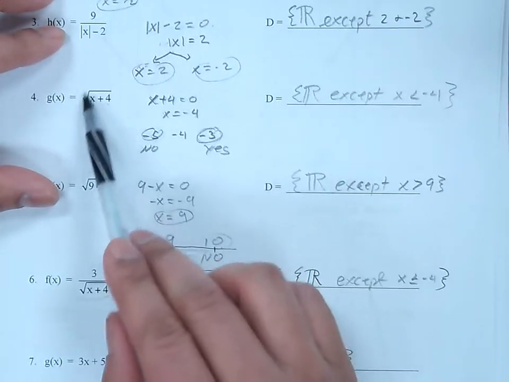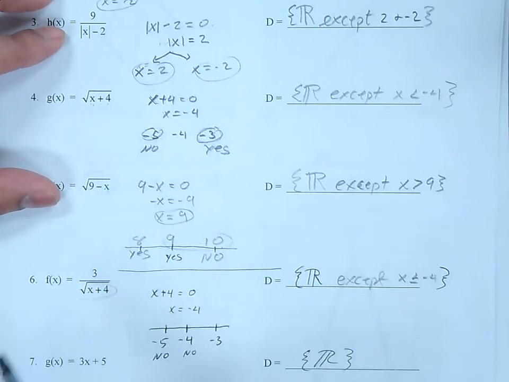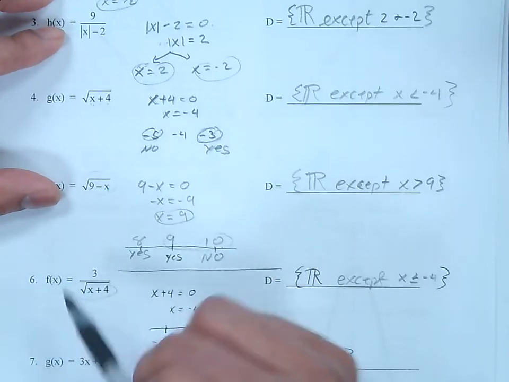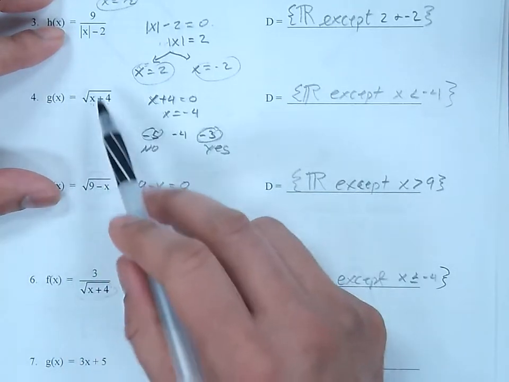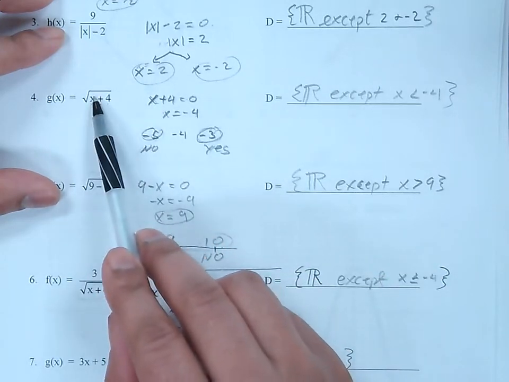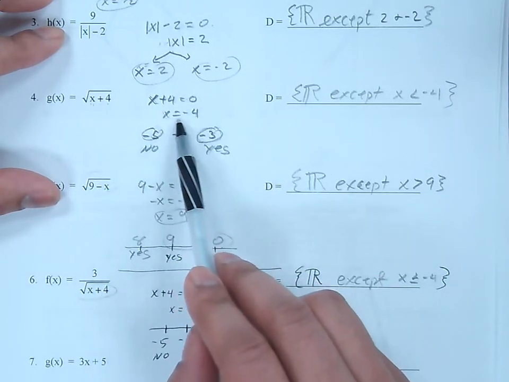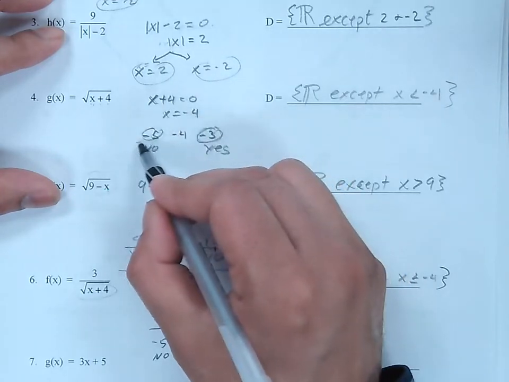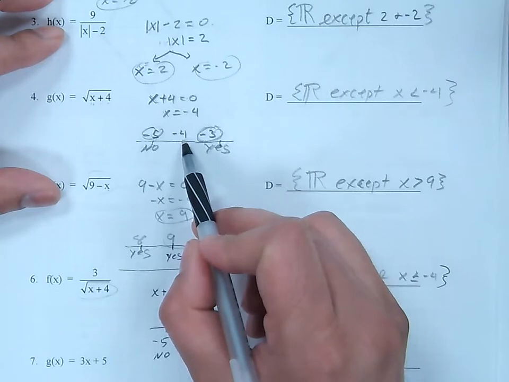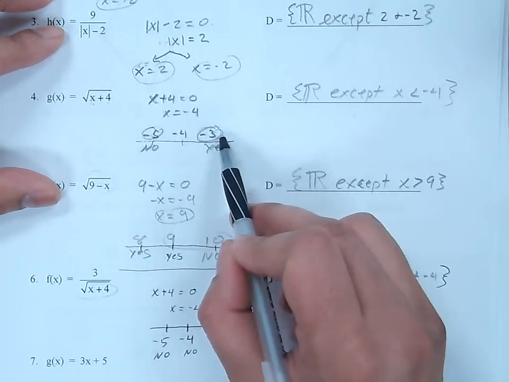Okay. Underneath the square root sign, the number that we cannot have is a negative number. So all negative numbers underneath the square root sign would violate the rule for square roots. Okay. So again, I set the inside of it equal to 0, x equals -4. Now for this one, we're going to have to create a quick little number line. I put the number -4 in here, and I put one number above and below.